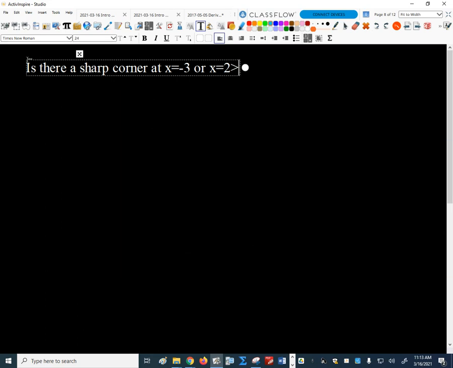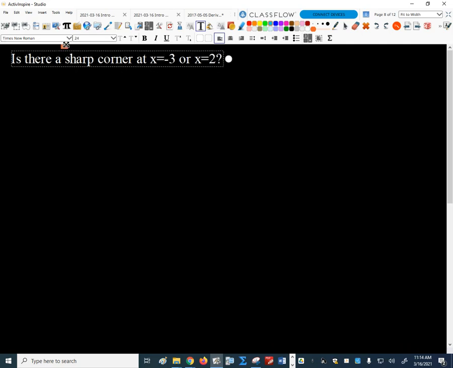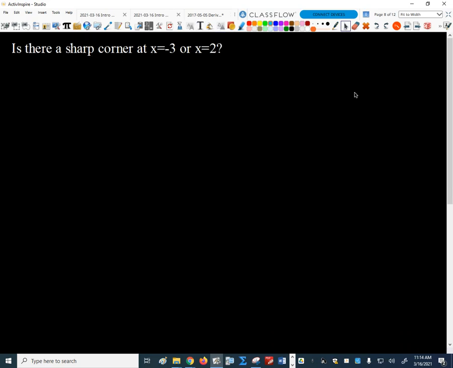So here's my question. Is there a sharp corner at x equals -3 or x equals 2? Because that's the other instance where our derivative would not exist there, right? Okay, how am I going to answer that one? Think about that for a second. How in the world am I going to answer that one? Is there a sharp corner at x equals -3 or x equals 2?